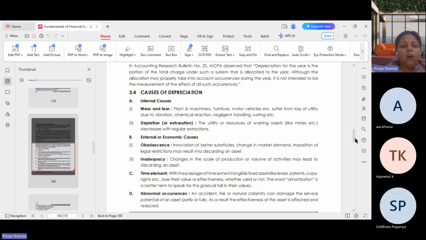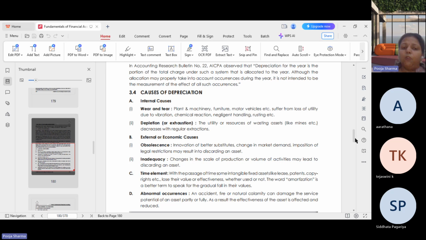Now external causes. Obsolescence we have just done. Innovation of a better substitute: when an asset gets out of use because of advancement of technology or any other reason. Just try to understand the concept. Now inadequacy: a change in the scale of production. First, let's take an example. For example, ABC Limited in the year 2008 produces only, suppose, 2000 units. Now its volume of production increases from 2000 to 20,000.